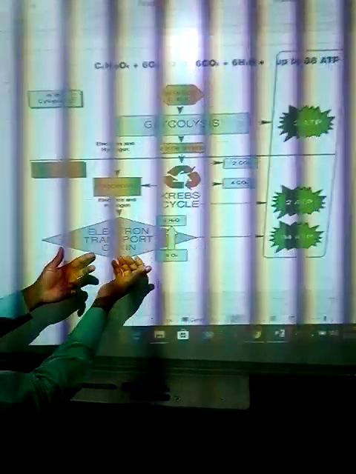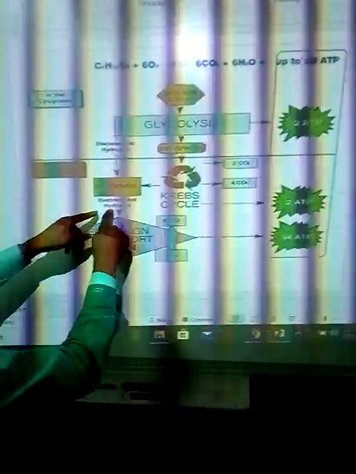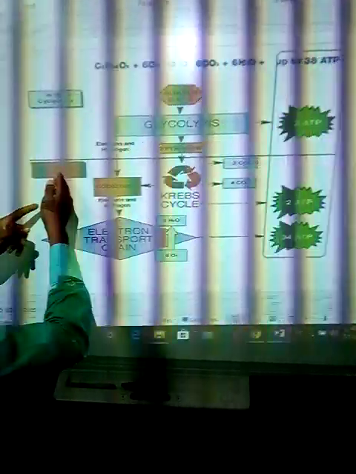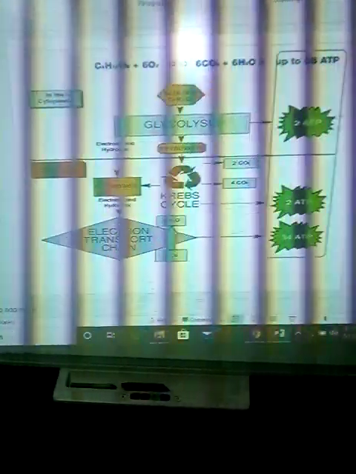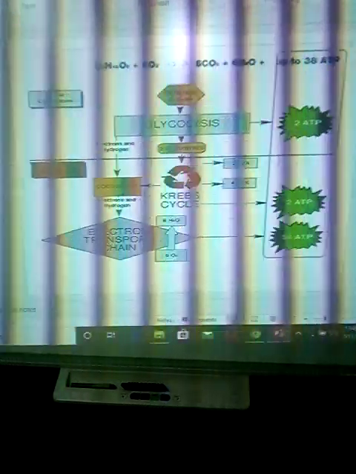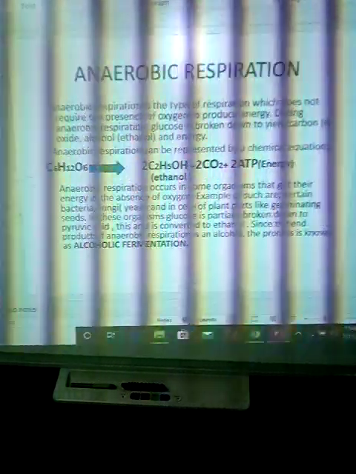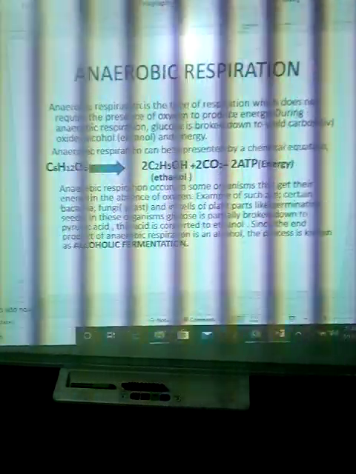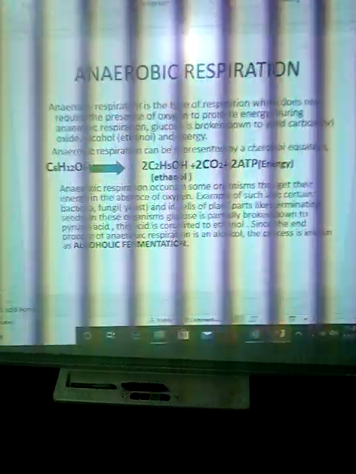This is the electron transport chain here. It goes into the electrons and hydrogen coenzymes, and this takes place in the mitochondria and here in the cytoplasm. So we say TCA cycle, we say Krebs cycle, because the name of the discoverer is called Krebs.